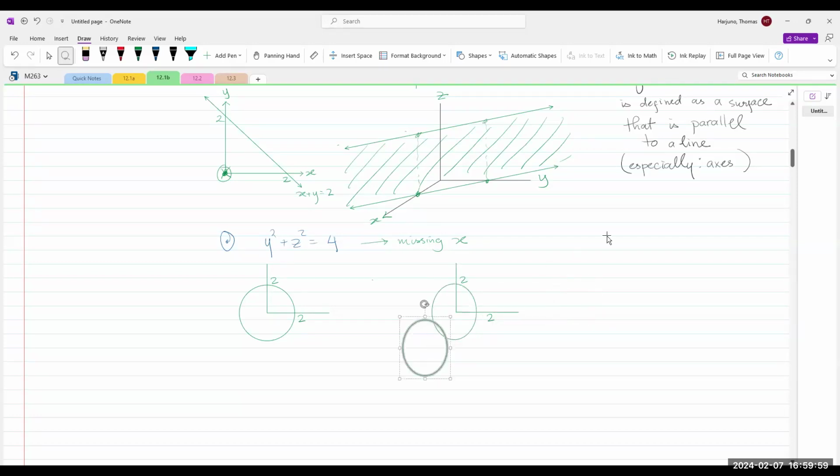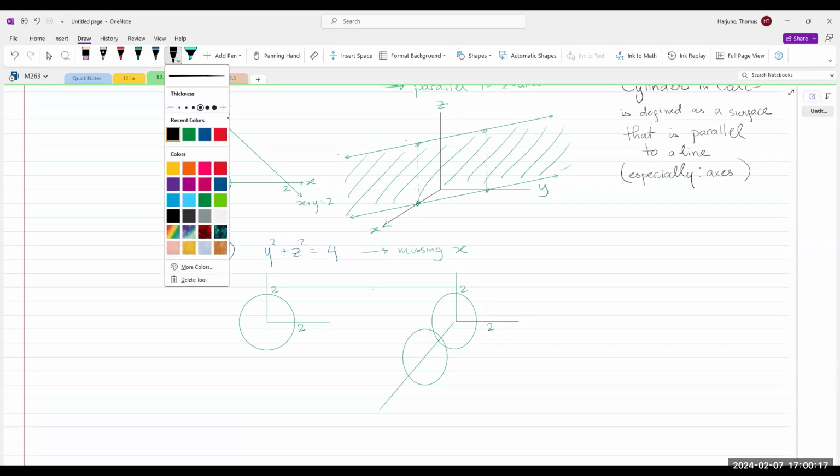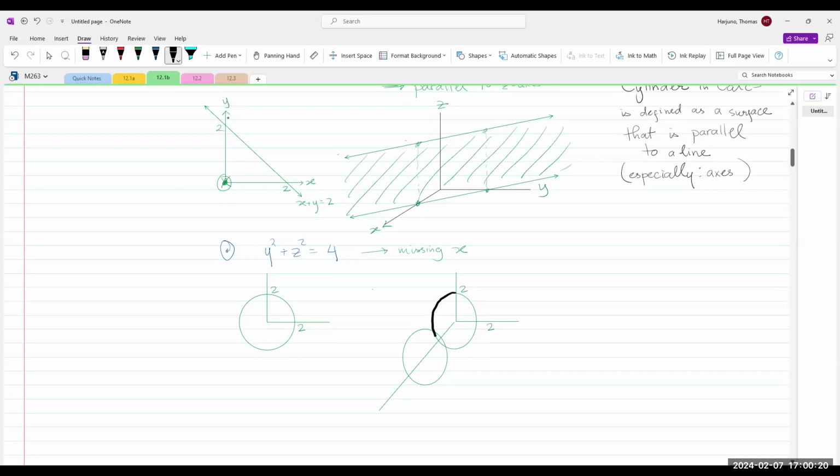Borrow this. Now I get the line, axis. So let me use a thick black color. So this is the original circle on the YZ plane. Okay, and this is the extension in the positive x-axis, even though it also extends to the negative x-axis. Okay, and it looks like this.